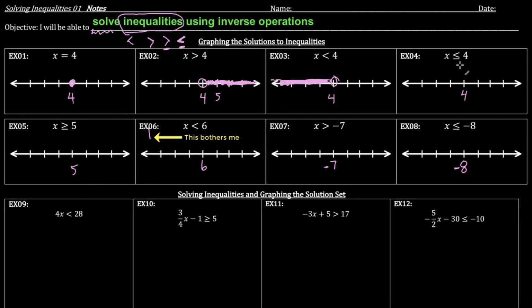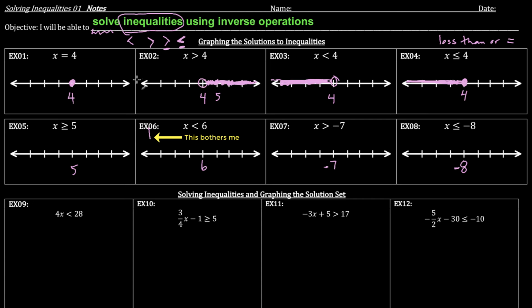So x is less than or equal to 4. So can x be 4? Remember this is greater. Oh, that is not greater. x is less than, or the little line, equal. So can x be 4? Yeah, because it can be equal. But x can be 4 or it can be less than 4. So any number over here, any dot over here, and going on forever.